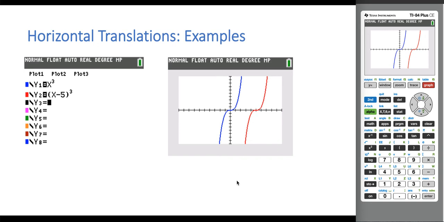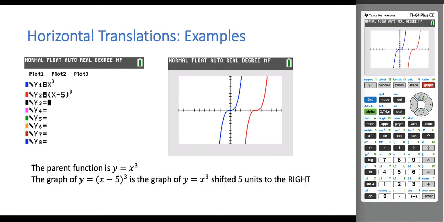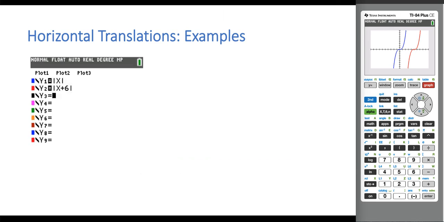So which way was that shifted? You might have expected it to shift to the left, but it didn't. It shifted to the right. So the parent function, like I said, is y equals x cubed. But the graph of (x minus 5) cubed is the graph of y equals x cubed shifted 5 units to the right. Notice it went to the right.